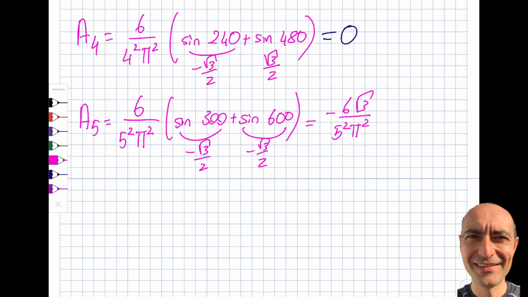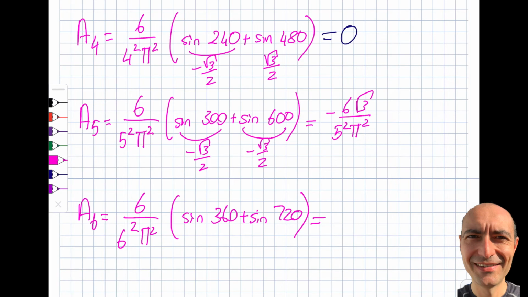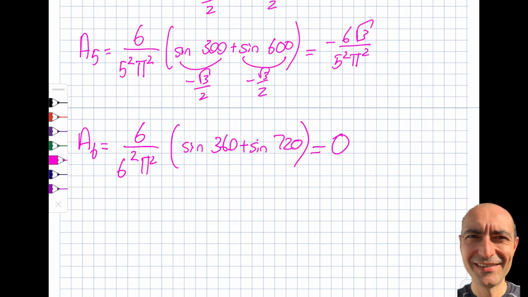Okay, let's look at A6. 6 by 6 squared pi squared. It's going to be sine 360 plus sine 720. This will be 0, right? Because this is 0, this is 0.